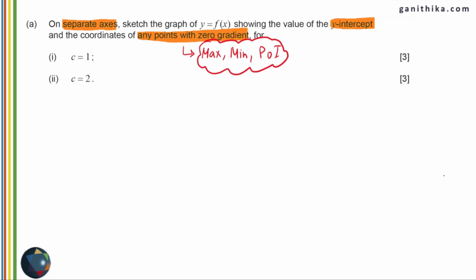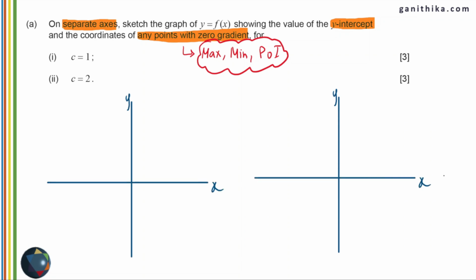Before we proceed further, let's make two separate axes and do not forget to label the axes x and y. Now write down the equation for c equal to 1 and c equal to 2. For c equal to 1, the equation will be x cube minus 3x plus 2. For c equal to 2, it will be x cube minus 6x plus 2. So you are going to use your GDC, graph them on your GDC and copy the graph on the paper. Pause the video here, try to sketch the graph of these two functions and then continue with the video.